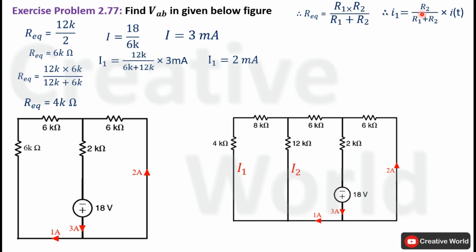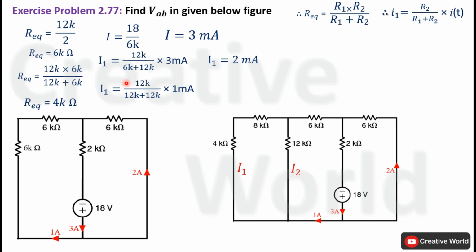In this case R2 will be 12 kilo ohm, R1 will be the combination of 4K and 8K, and I into T, that is total supplied current. In this case it will be 1 milliampere. Place values inside the equation. 12 kilo multiplied by 1 milliampere divided by 12K plus 12K. This 12K is the sum of these two resistances 4K and 8K.